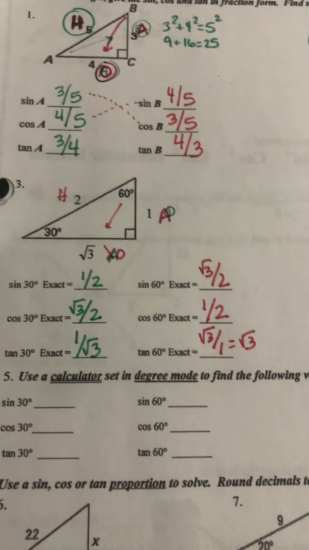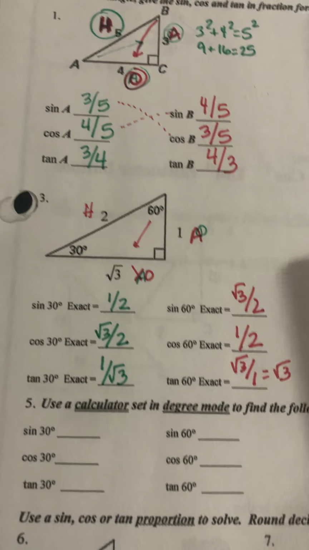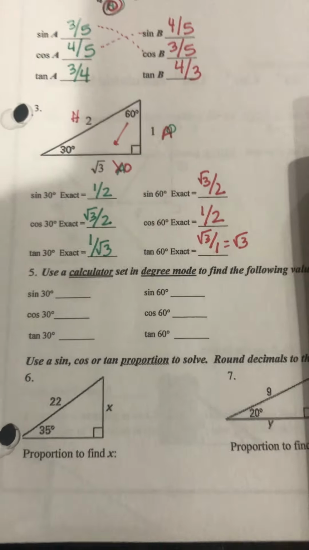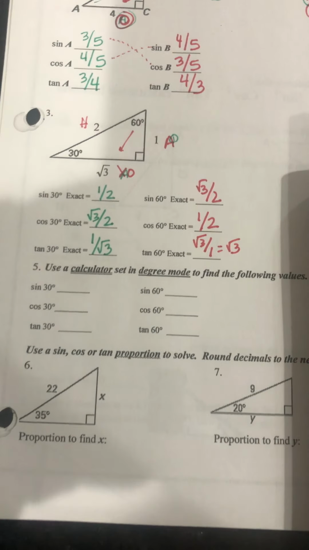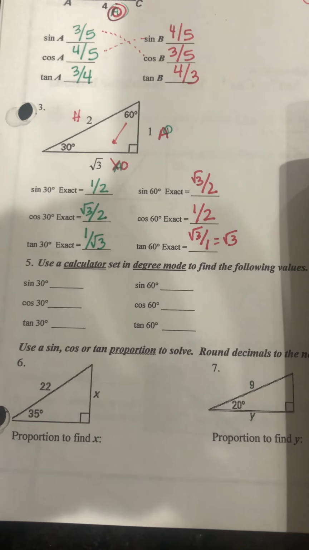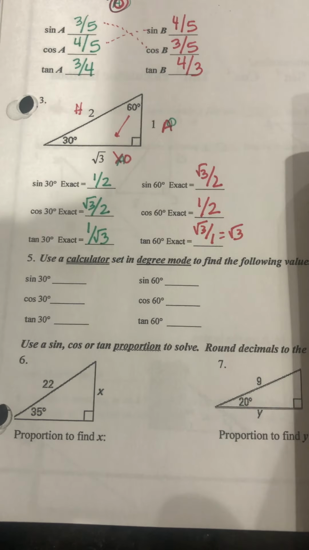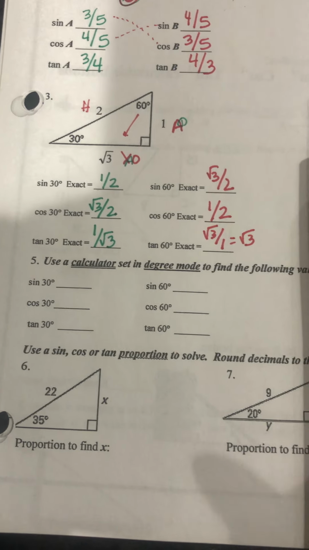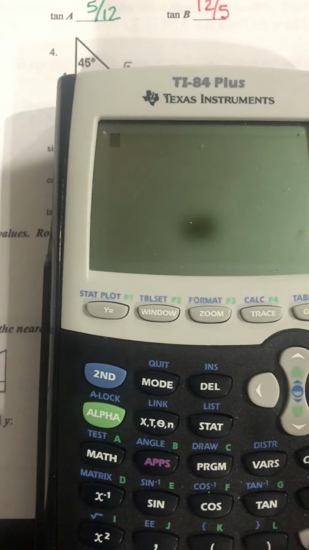Those are exact answers, right? The reason we differentiate, as we have always done, between exact and approximate: exact always has a symbol, so you see the square root symbol. And the approximate, as has been done before, will be done on our calculator.